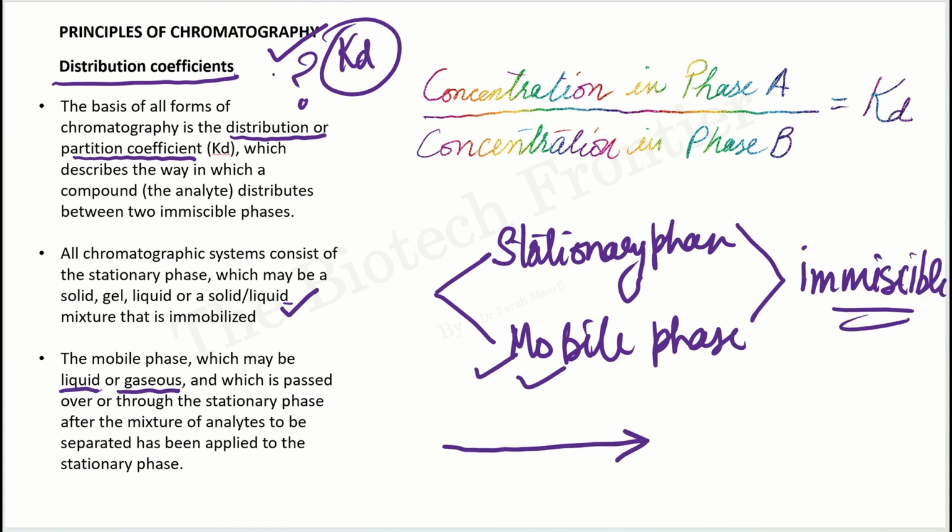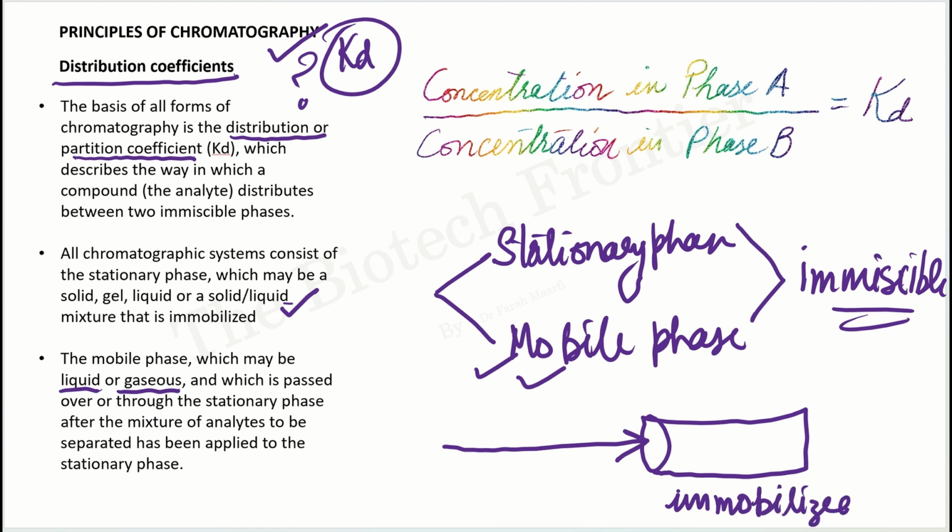The mobile phase is mobile, meaning it can move from one position to another. Suppose this is a stationary phase. The stationary phase is immobilized, so you cannot move it. It is fixed at a particular position, and the mobile phase is passed through it. The mobile phase can pass through the immobilized stationary phase.